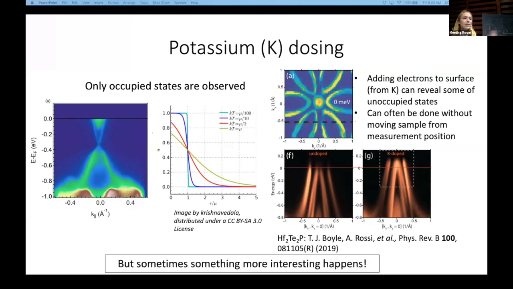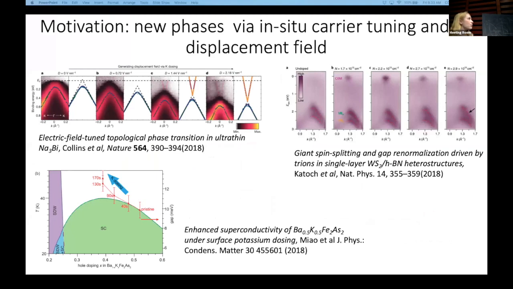Usually this is just a technique for shifting the chemical potential a little bit, but occasionally something more interesting does happen. Our motivation for this work was really this idea of looking for new phases via this relatively rudimentary way of in situ materials tuning. There are a number of examples in the recent literature where people dosed potassium and observed something more interesting than just a chemical potential shift.